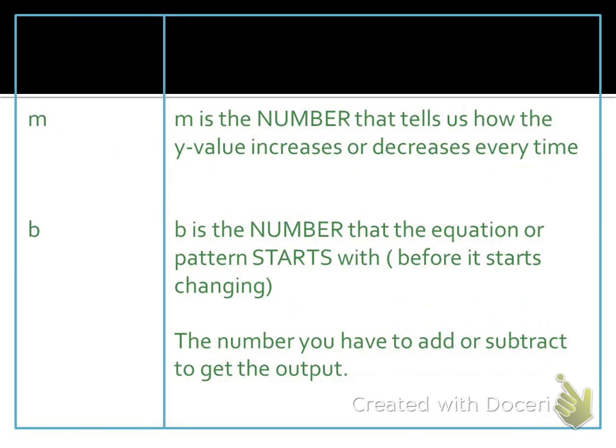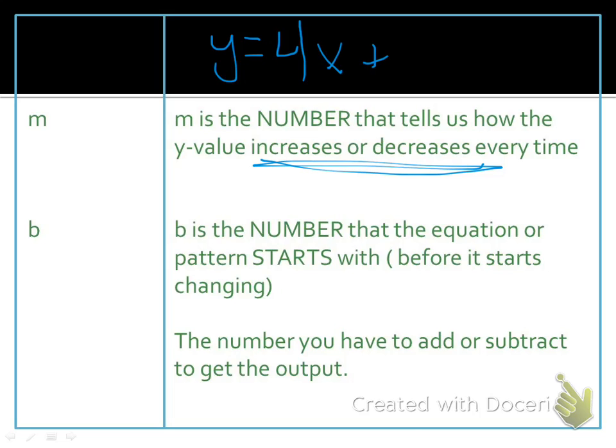Now m. In our equation, y equals mx plus b, m is the number that tells us how the y value increases or decreases every time. So if my equation said y equals 4x plus 2, I would know that my y values every single time are going to go up by 4. So if my first y was a 1, my next one would be a 5, then a 9. They're going up by 4 every time.